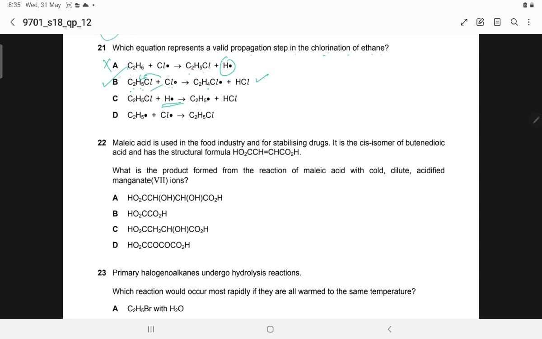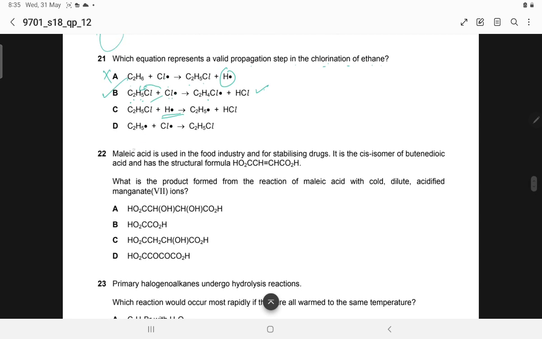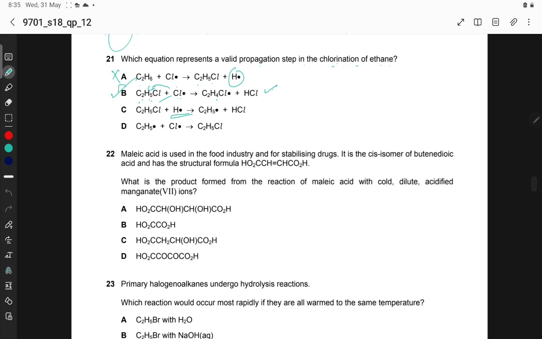So in this question, B option is correct because hydrogen radical is formed in this reaction, which is not correct, and over here hydrogen radical is there. This is not correct, and this is termination step, so it is also not correct. So propagation is B. This is termination.